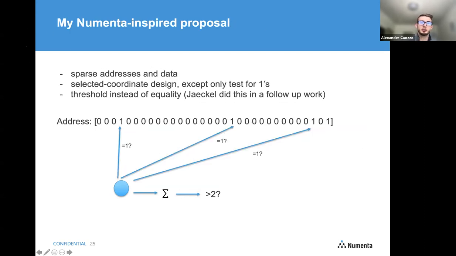Let's see, what slide is this? Oh yes, this is my proposal, that you actually use sparse addresses. So instead of having dense addresses, this is using sparse addresses. Use a selected coordinate design where you're only paying attention to specific addresses, and you're only testing for ones, so you're only testing for activations. And then instead of looking at equality, you also have a threshold. So this is the idea of sparse distributed representation and overlap. This neuron would have maybe an address that looked like this vector of just three ones.